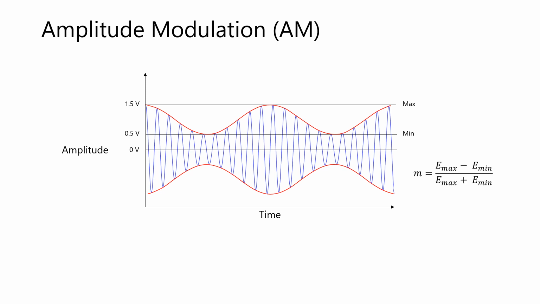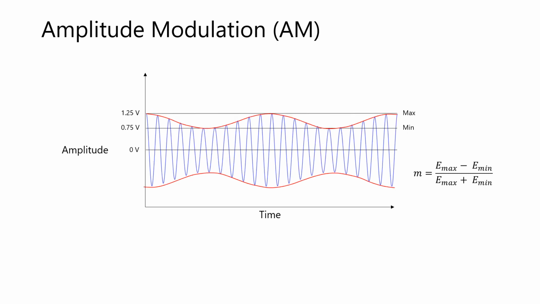Let's focus on the upper sideband envelope using the maximum and minimum values to determine the modulation index. For this waveform, we could determine the modulation index is 0.5. To express this as a percentage, just multiply by 100 to obtain 50%. In this example, we again take the maximum and minimum voltage levels of the upper sideband envelope to determine the modulation index is 0.25 or 25%.